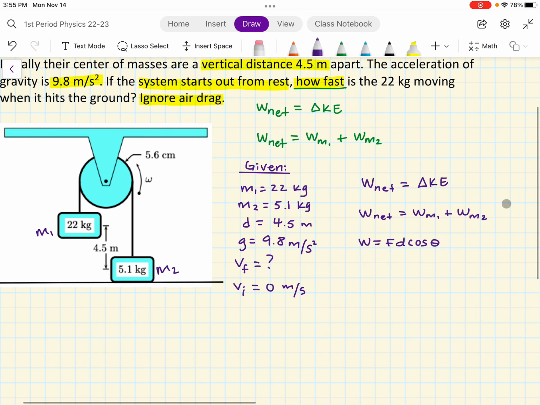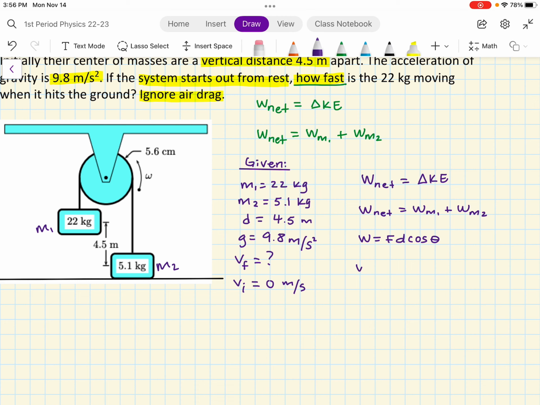Let's think about work done by mass 1. What's the force doing the work? Well, this mass is falling, it's moving down because of its weight. And we know that the equation for weight is mass times acceleration due to gravity. And I'm going to trace the direction of motion. So this is going to move like this, down. And this mass is going to move up.